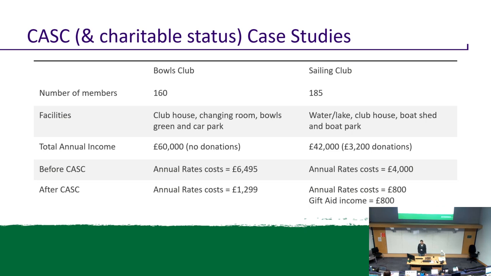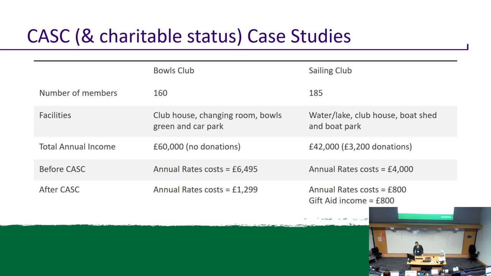And then after, £1,299. What percentage of that difference is it? Based on what I've shared, what is 1,299 as a percentage of 6,495? Close. 20%. So you get 20% reduction in business rates.